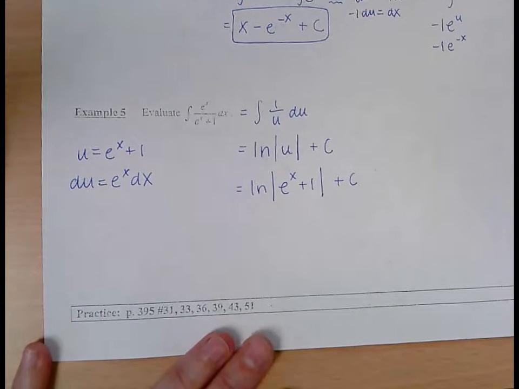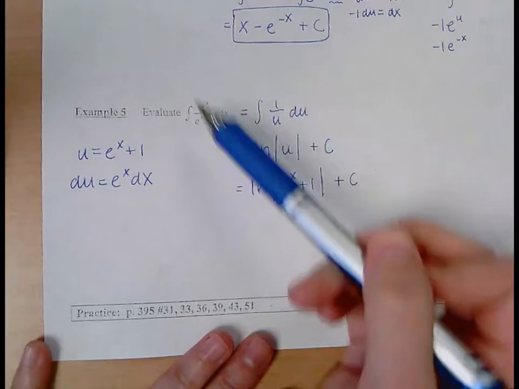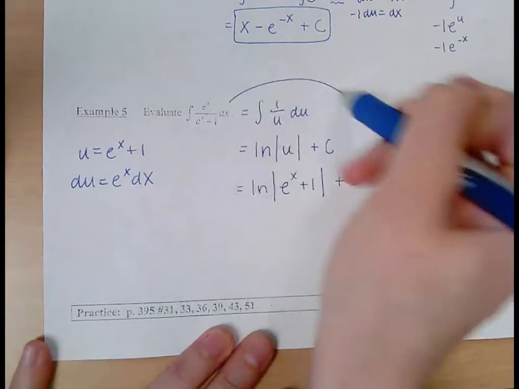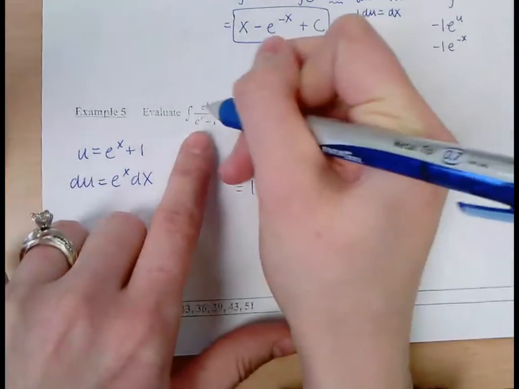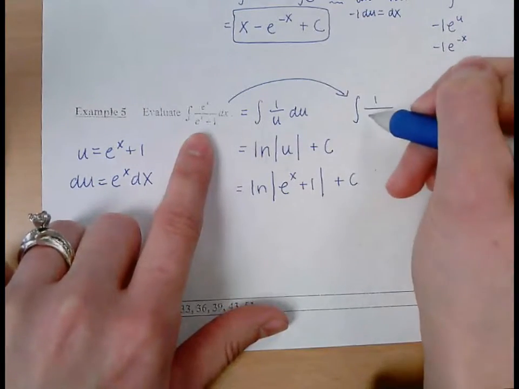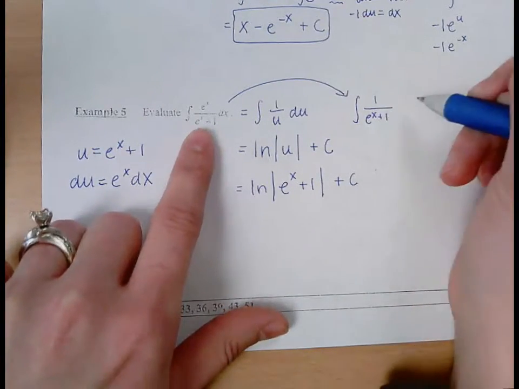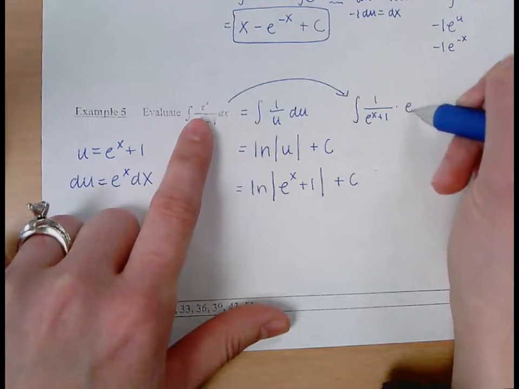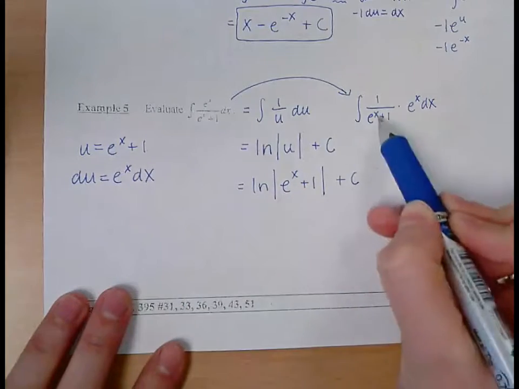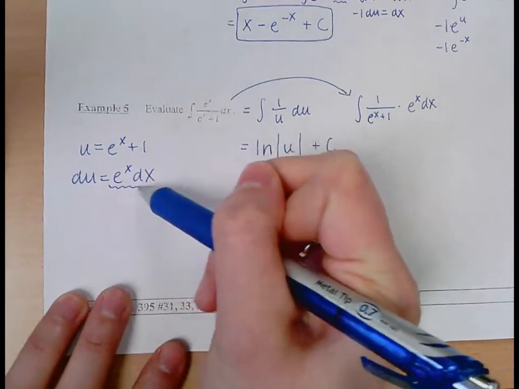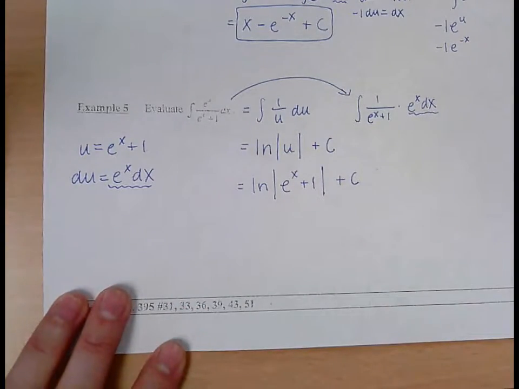Morgan? So this, I could rewrite this as the integral of, if I kind of split this, I would have 1 over e to the x plus 1 times e to the x dx. So the e to the x plus 1 on the bottom is u, and then the du, e to the x dx, is just du then.